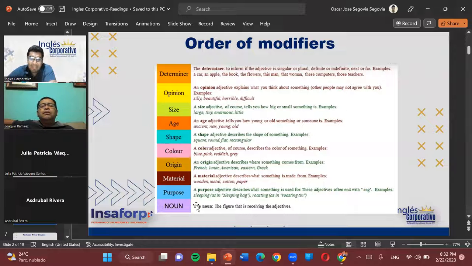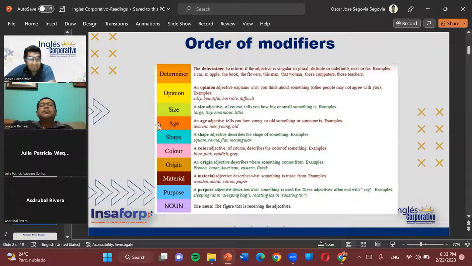But it's very rare that these adjectives are going to be joined to more adjectives. And then the noun, as I said yesterday, the noun is basically the figure that we are referring to. So let's say that I want to explain how a house looks. As I said yesterday, the maximum that you should include in terms of modifiers is four. Because if you add more than four modifiers, the sentence will become too redundant and you will have too many adjectives describing one single thing.